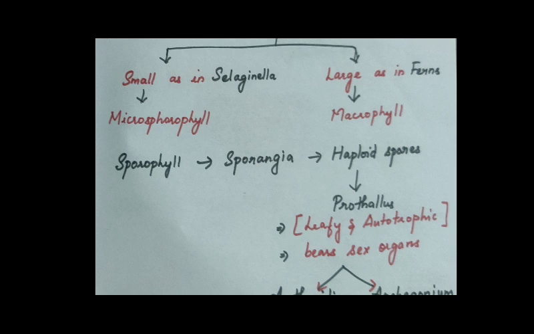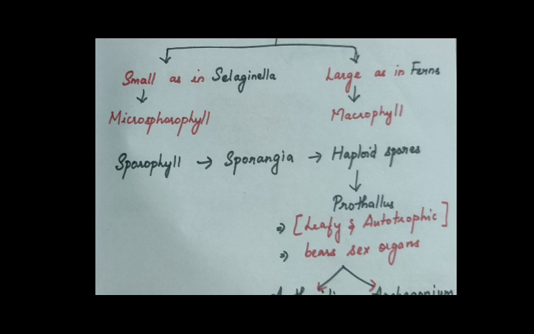This sporophyte bears sporangia that are subtended by leaf-like structures called sporophylls. From the sporophylls, sporangia will be there. That sporangia will give rise to haploid spores. From the haploid spores, a new thallus, the prothallus, will be developed.